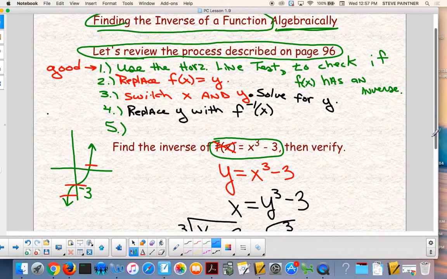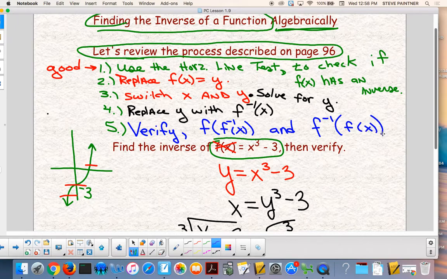You will have to verify. Verify means prove what you found is truly the inverse. Well, how do I do that? F of g of x. But I'm not going to write f of g of x. I'm going to write f of the inverse of x, and what else? The inverse of f of f of x. Do those two things, and you've proven that you did it right. And what should you get each time you do it? X is the answer. Okay. Let's go.